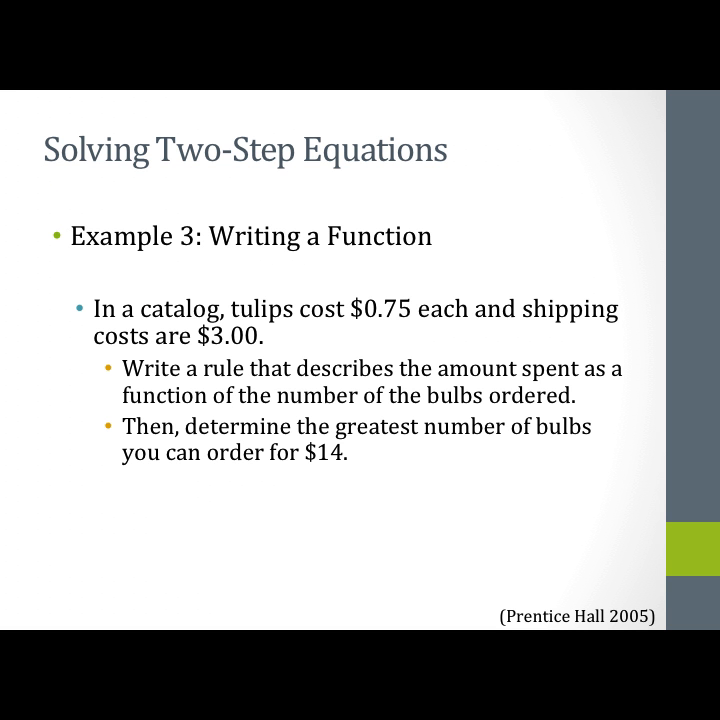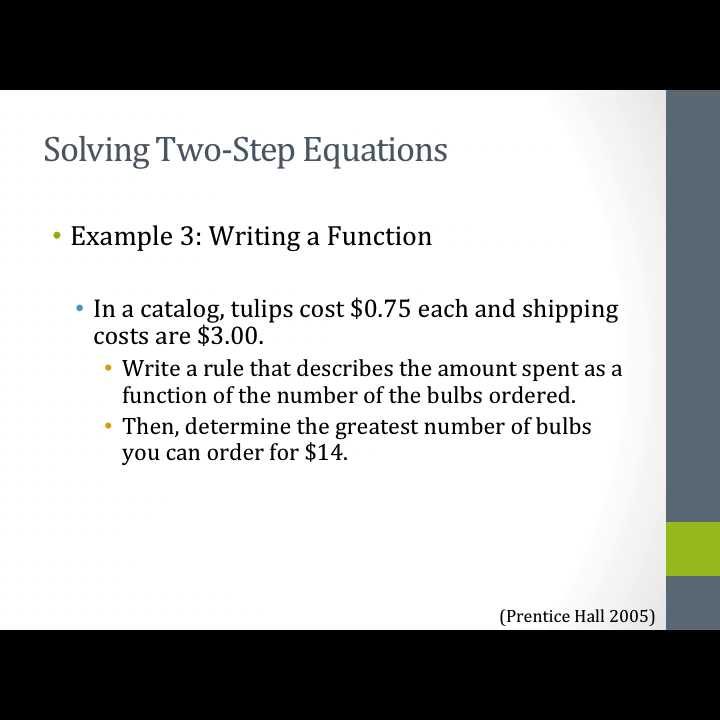So we're going to do one more problem, which is very similar. In this case, we're going to write a function that is going to work for any type of problem we're trying to figure out. The question reads, in a catalog, tulips cost 75 cents each, and shipping costs are $3. Write a rule that describes the amount spent as a function of the number of bulbs ordered. Then determine the greatest number of bulbs you can order for $14.